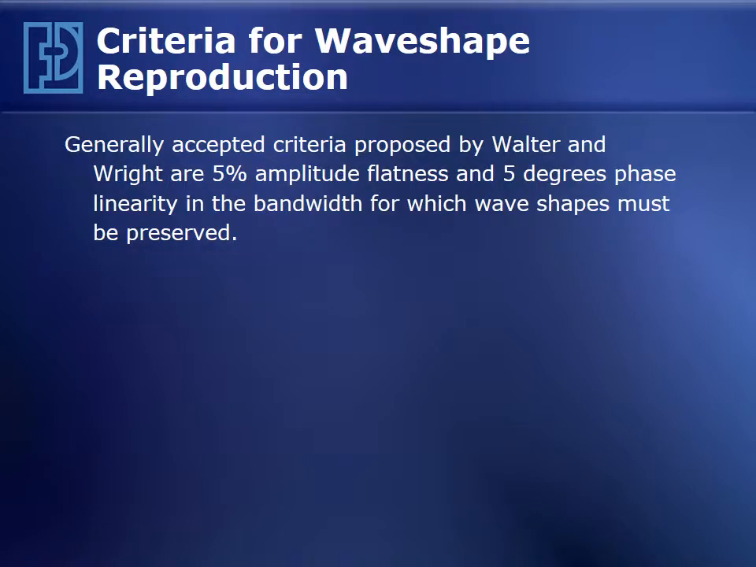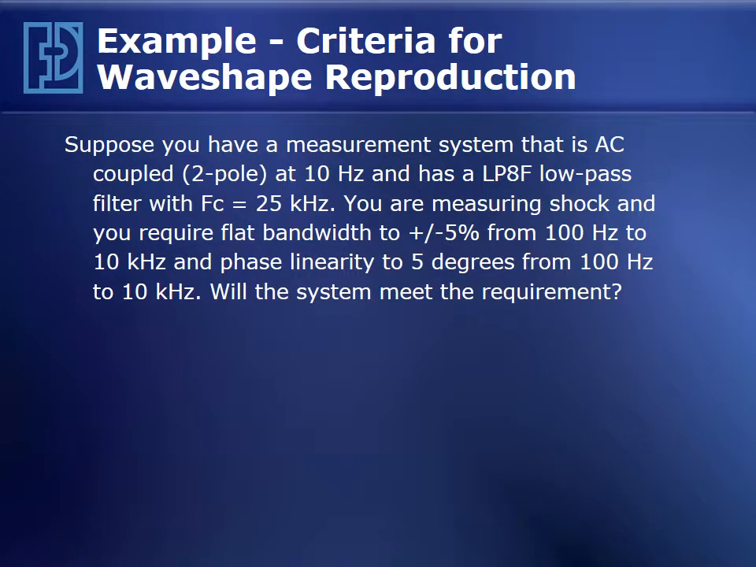So Pat Walter and Chuck Wright, they're 2 test and measurement gurus, and they lecture throughout the country and throughout the world. And they've proposed a criteria of 5% amplitude flatness and 5 degrees phase linearity be generally sufficient for wave shape to be properly preserved. So we'll stick with that criteria as a means to set up our transfer function. So let's start with an example.